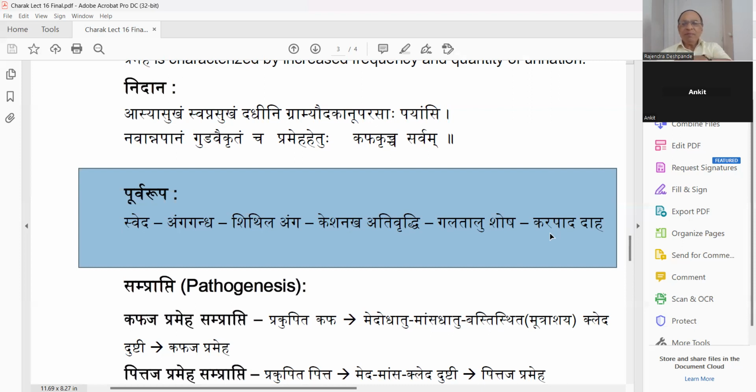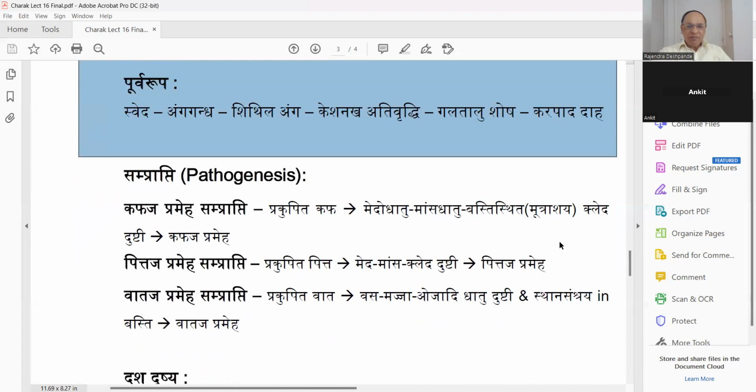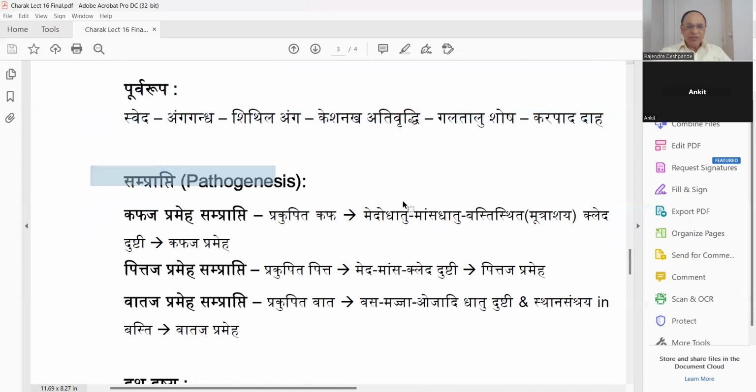Yes, because the problem I have seen is karapad daha, that is diabetic neuropathy, and every doctor gives neurobion for neuropathy. So be careful. We will talk about the samprapti, the pathogenesis.